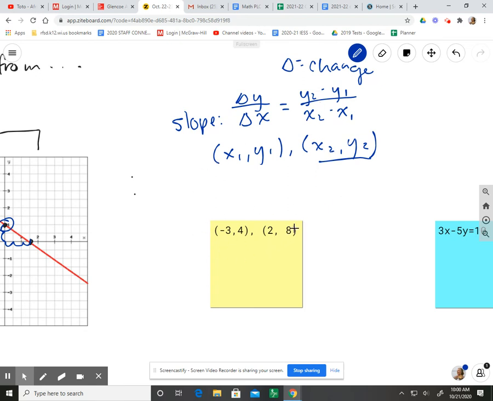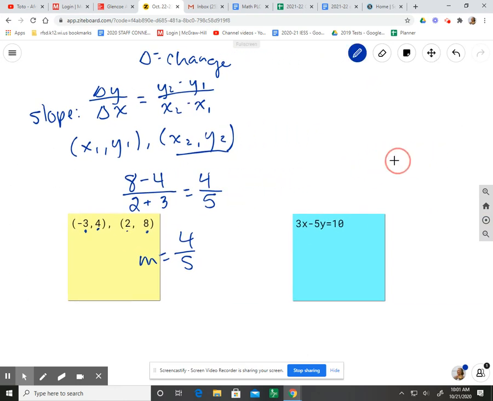So now looking at this point, we'll do our change in y first. I'll do this point first, so 8, and then my other y value, minus 4, over my x's, 2 minus negative 3, which is just plus 3. Then I solve: 8 minus 4 is 4, 2 plus 3 is 5, and I can't reduce this. So my slope, m again, is 4 over 5. My rise is 4, my run is 5, and that's a positive slope. That's how you find your slope from 2 points.